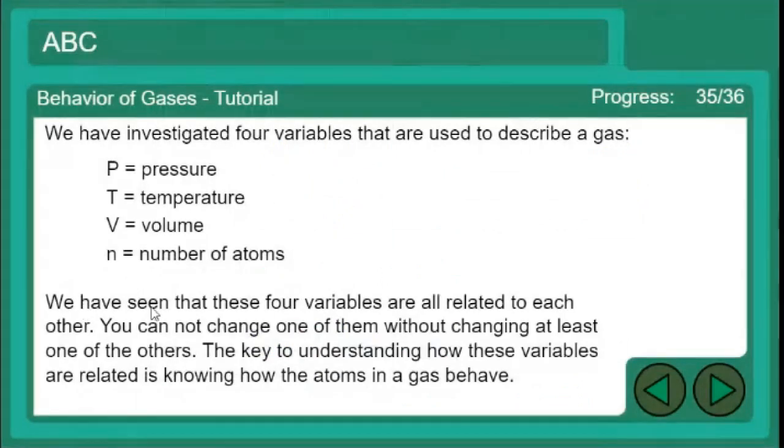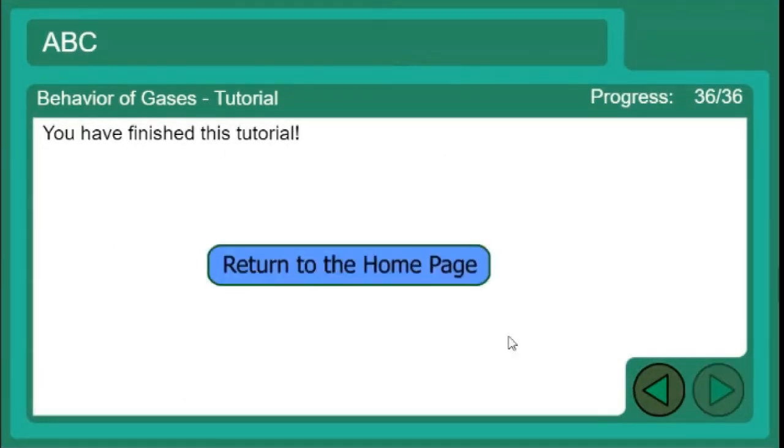Here we have seen that these 4 variables are all related to each other. You cannot change one of them without changing at least one of the others. So at least 2: 2 must be constant, and then 2 will affect each other. So the key to understanding how these variables are related is knowing how the atoms in a gas behave. So now return to home page.